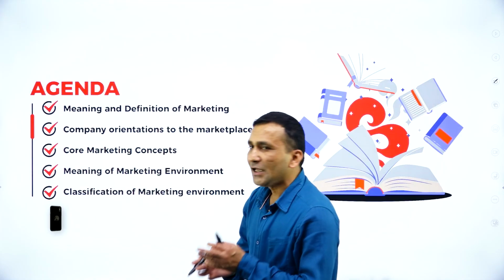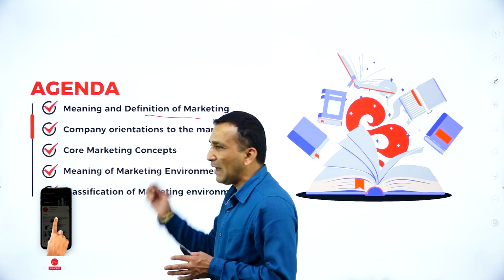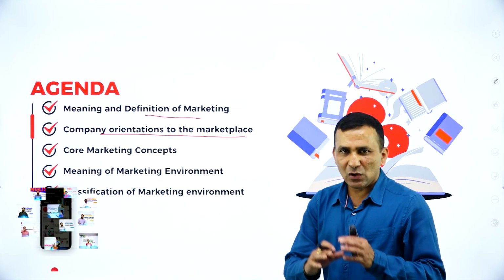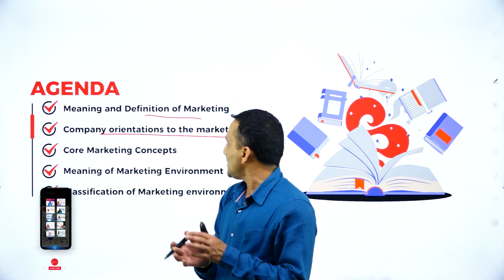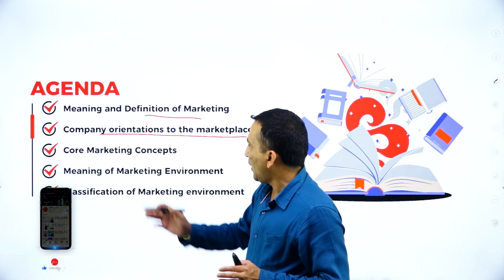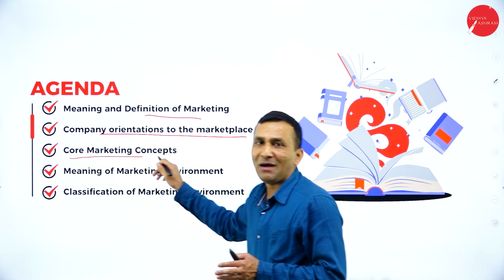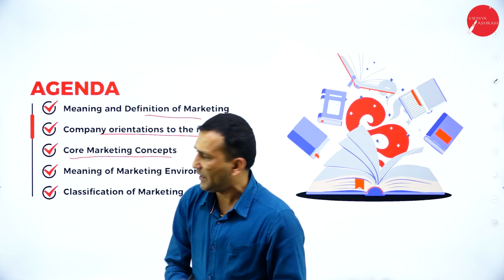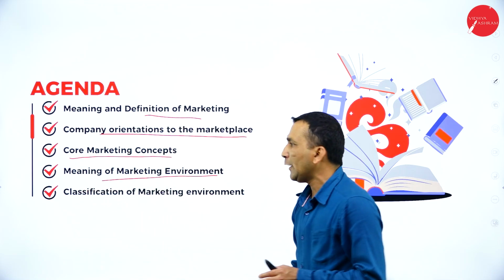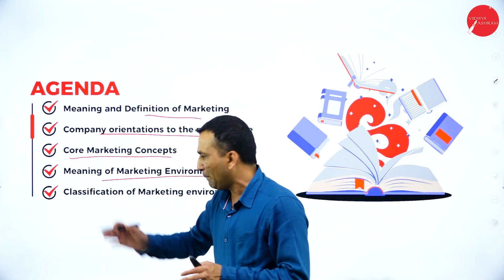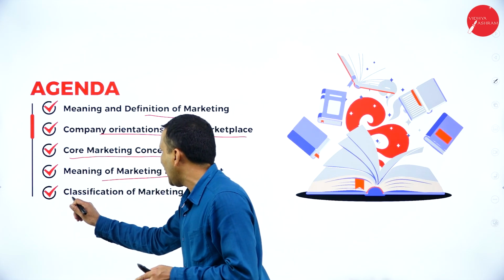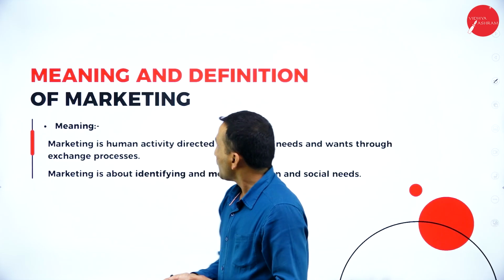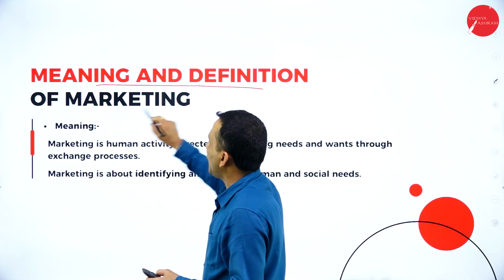Today my agenda is that you will get to know the meaning and definition of marketing, what exactly it is, and the company orientation of the marketplace. As per your syllabus, there is a concept related to marketing, the core marketing concepts which you as a marketing student must be familiar with, and the meaning of the marketing environment, and further classification of the marketing environment. Moving forward, the first one, the meaning and definition of marketing.